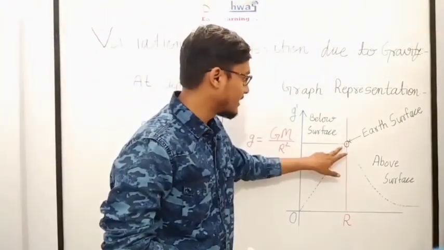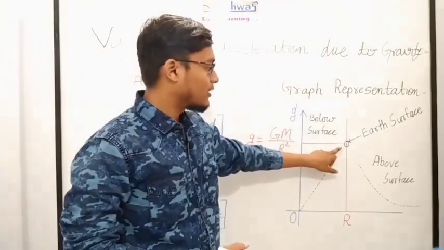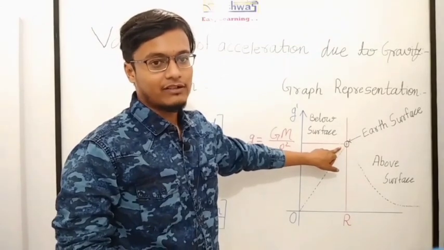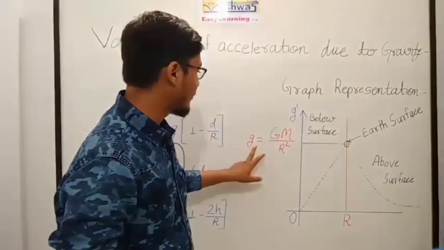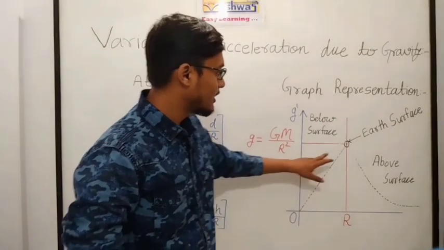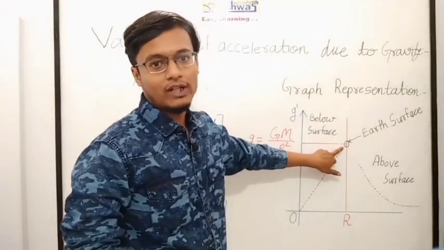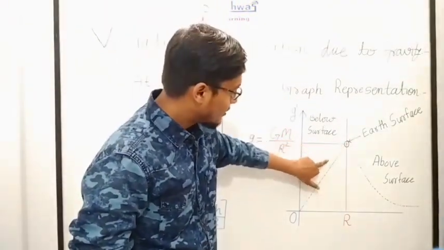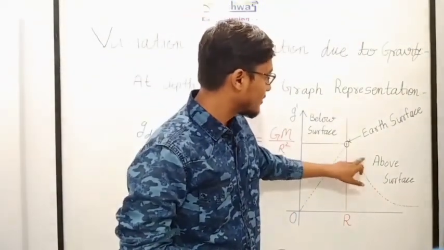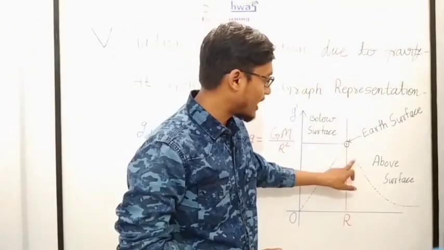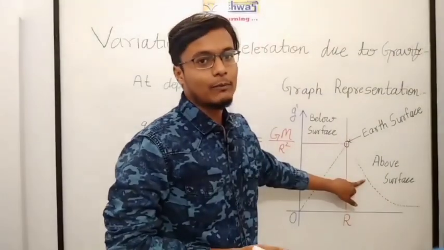Now in this graph, this point is our earth surface. So from this graph we will see how the earth's gravitational acceleration will change. So this is our earth surface. On the earth surface we have g is equal to GM by r square. But as we go below the earth surface, towards the center of the earth, it will decrease uniformly, and as we go above the earth surface it will decrease rapidly first of all, and after that it will decrease slowly, just like a hyperbolic graph.